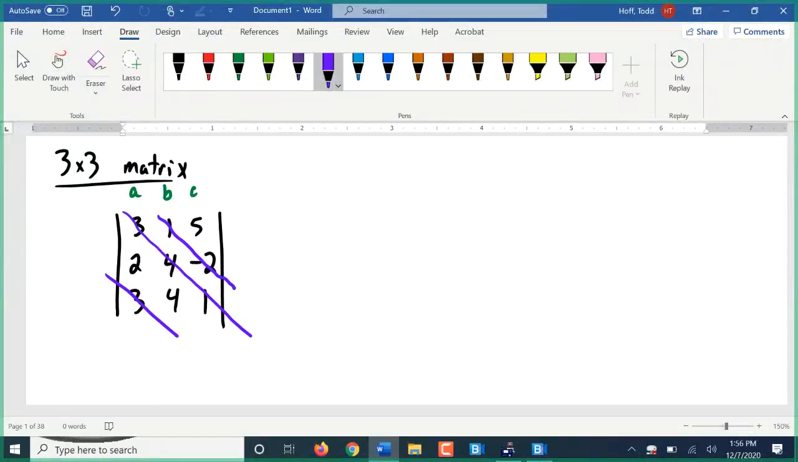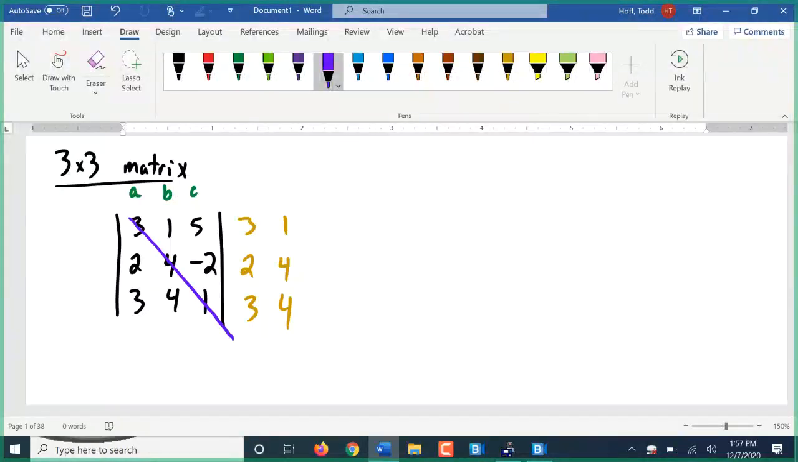Well, to avoid confusion there, what we do is we just rewrite the first 2 rows. We do 3, 2, and 3. That's row A rewritten. And we do row B again, 1, 4, and 4. So now when we do our down diagonal products, we just go down the diagonals. We don't have to wrap around. We have those numbers already there.